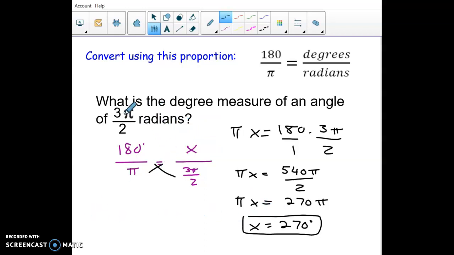And radians are usually given in terms of pi like this. So you don't really have to do any multiplying with decimal or like 3.14 for pi or anything. Just leave it in terms of pi.